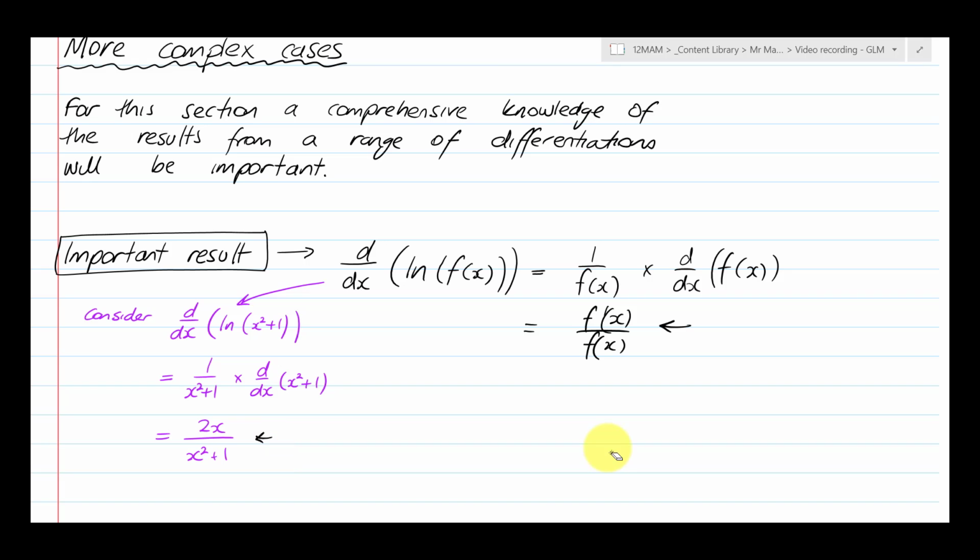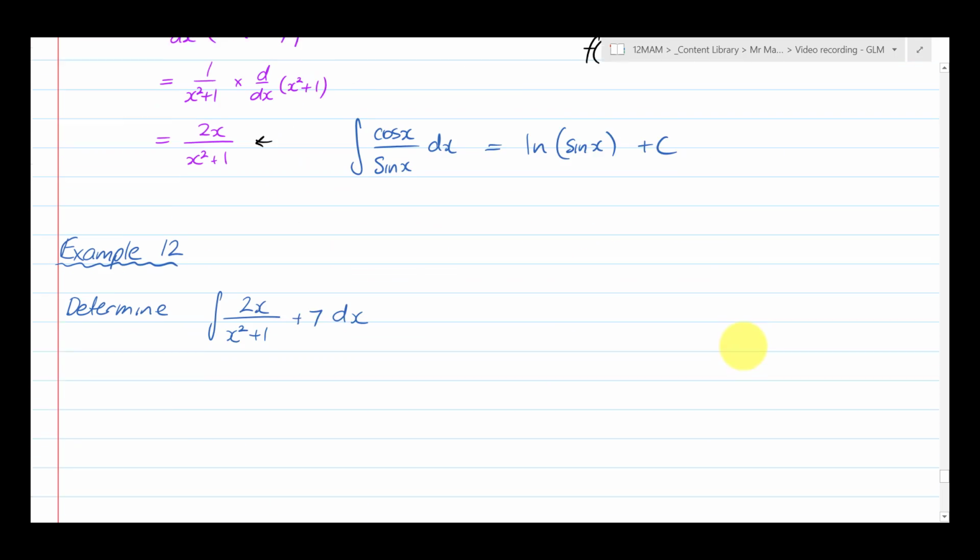Another example would be if the denominator was sine of x. The derivative of sine x is cos x, so if you had something like this, it follows this rule. If we integrated cos x over sine x dx, that would be the natural log of sine x plus c, because when you derive that, you get sine x on the bottom and the derivative of sine x on top. There are going to be plenty of examples that look like this. Let's look at some examples.